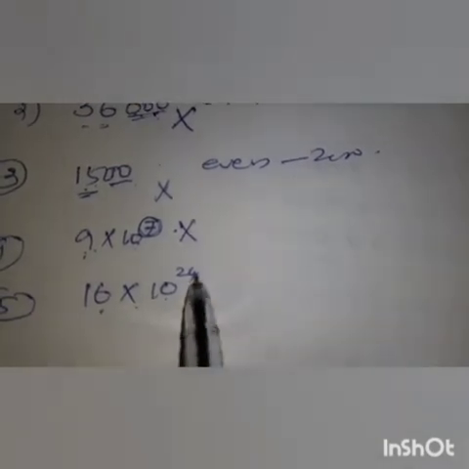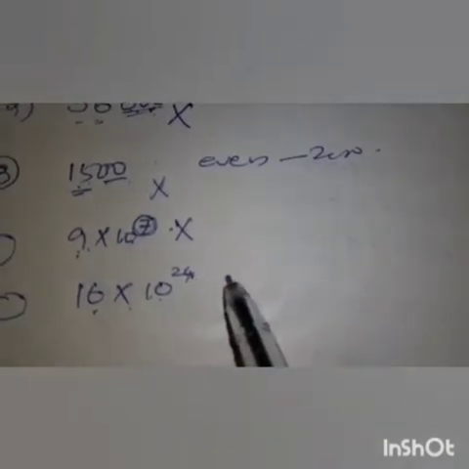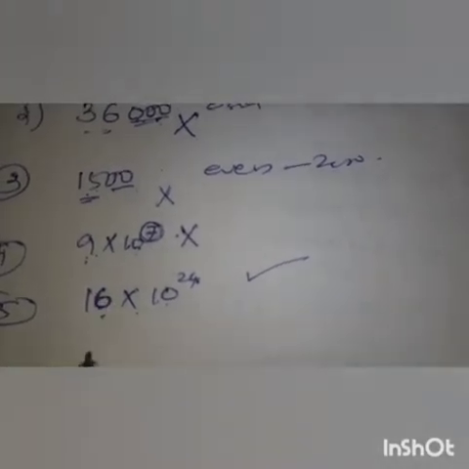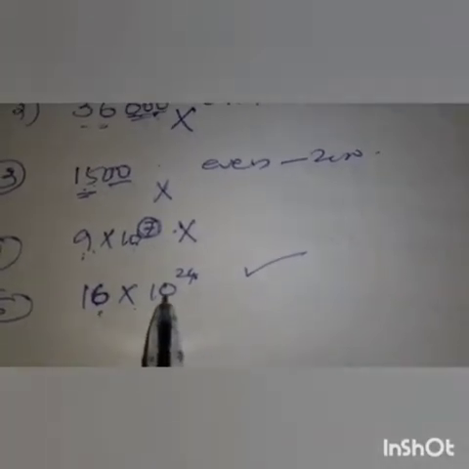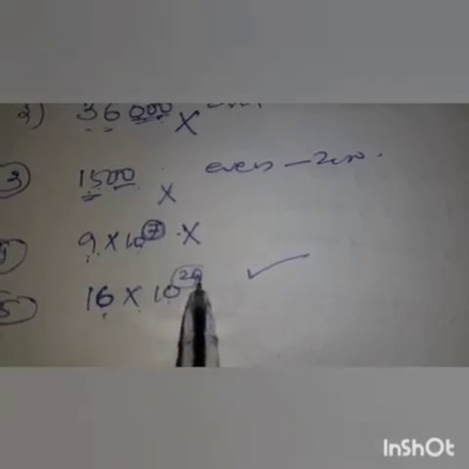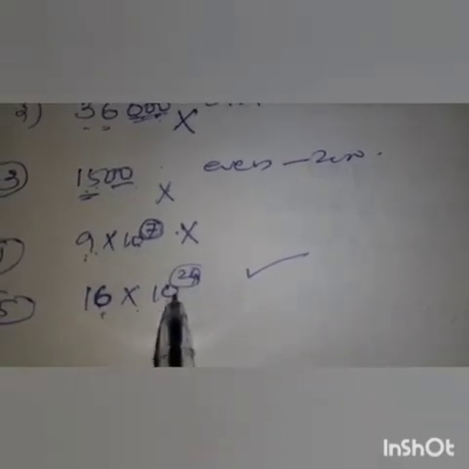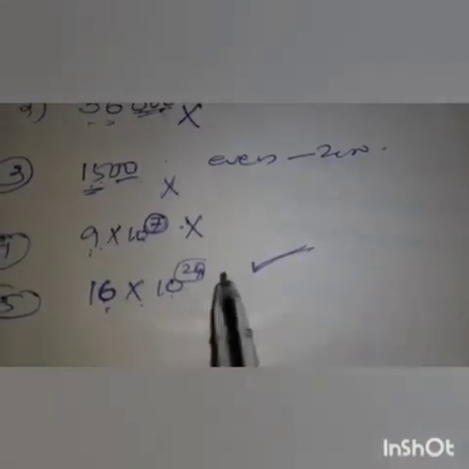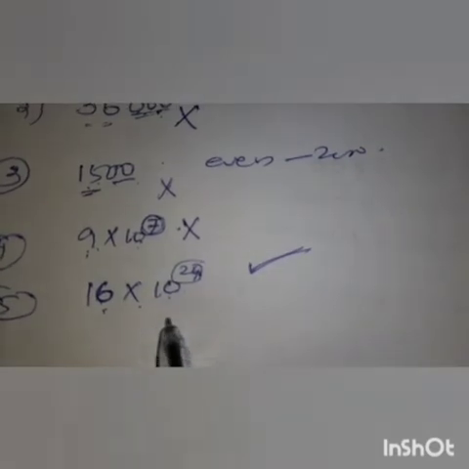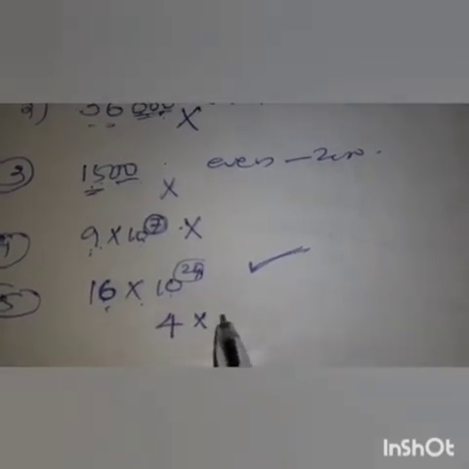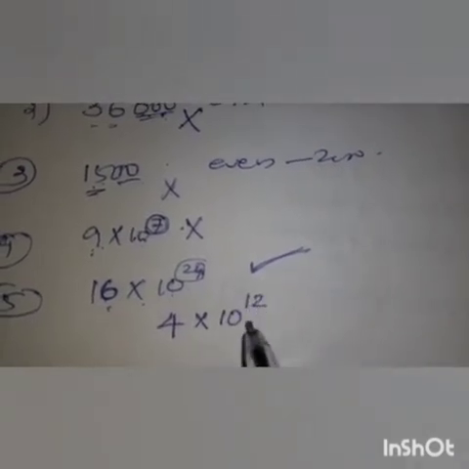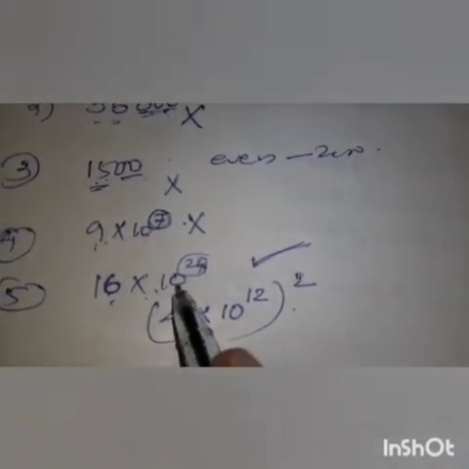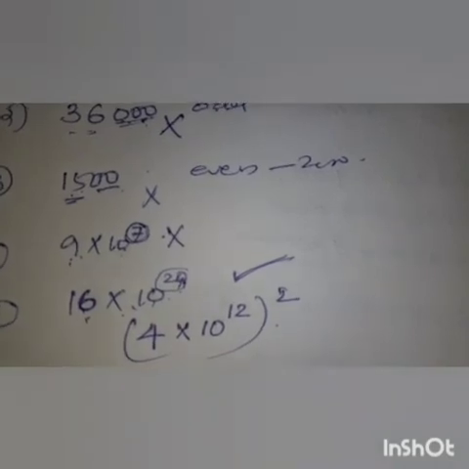16 into 10 raised to 24. It is a perfect square because 16 has square root 4. Then 10 raised to 24, 24 is an even number, so the number of zeros is even. So that is a perfect square. The answer you are getting is 4 into 10 raised to 12, whole square, is equal to 16 into 10 raised to 24.